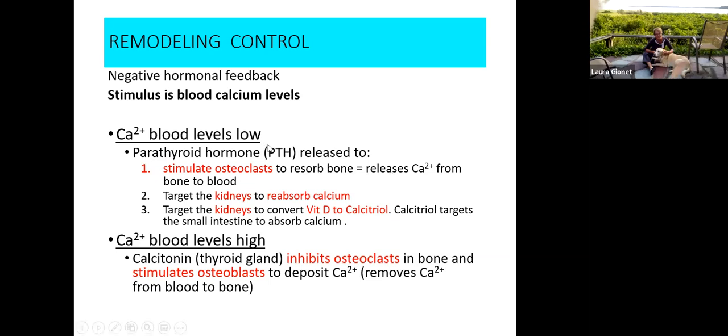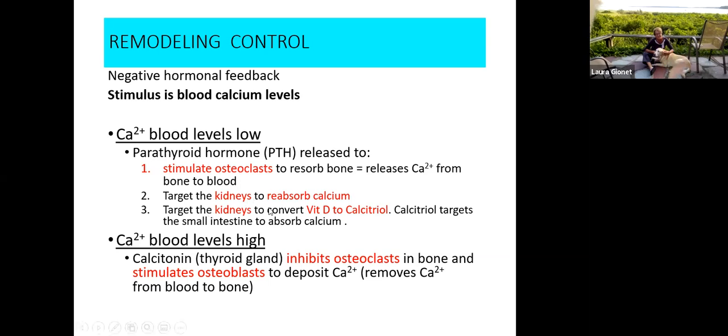Then parathyroid hormone, or PTH, targets the kidneys to reabsorb calcium, because the kidneys filter your blood, and excess calcium will flow over and then ultimately be passed out of the body in the form of urine. Well, while you're forming that urine, if there's calcium in there that you could use, then let's reabsorb it and put it back into blood. So that's what PTH will do.